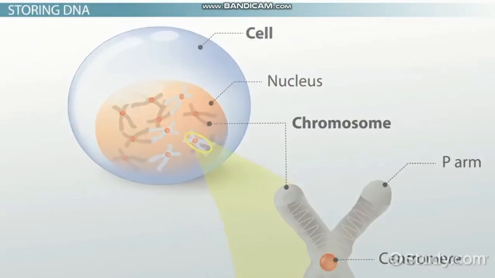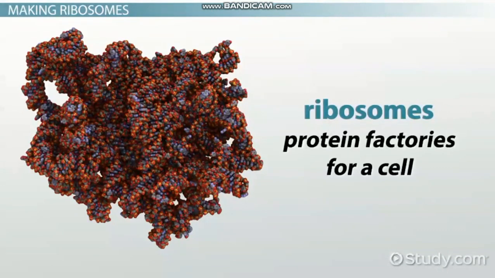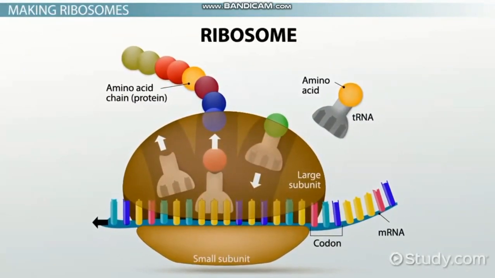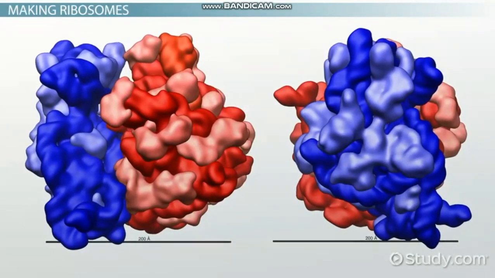The nucleus uses the nucleolus to make new ribosomes, or protein factories for a cell, when the cell needs them. Ribosomes are needed to make proteins outside the nucleus. Since proteins are needed for every single function in the cell, ribosomes have a very important job.